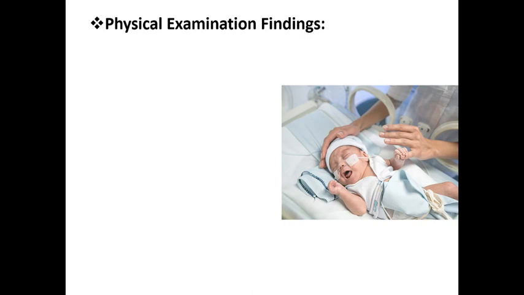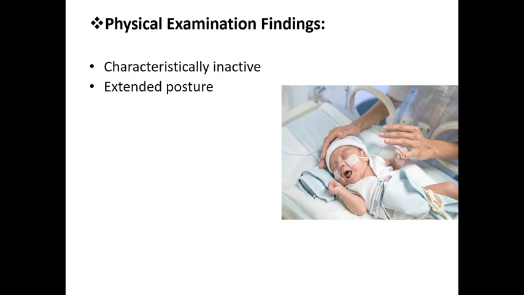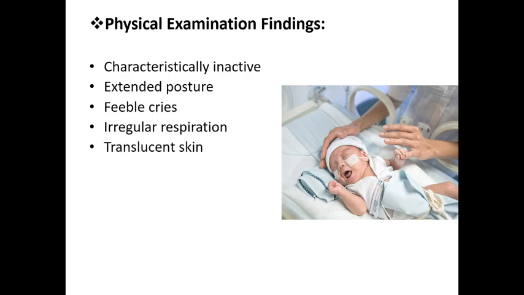Compared to normal babies who are delivered at term, the preterm babies, that is the babies who are delivered before completion of 36 weeks, have many complications. Here are some features of these preterm babies. They are characteristically inactive compared to a normal newborn baby. They have an extended posture and feeble cries. They have irregular respiration, because they have breathing difficulties.